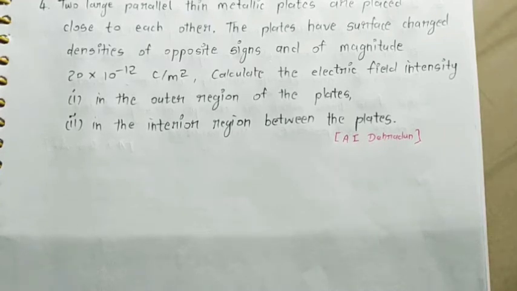So, see, two large parallel thin metallic plates are placed close to each other. The plates have surface charge densities of opposite signs and of magnitude 20 into 10 to the power minus 12 coulomb per meter square. Calculate the electric field intensity in the outer region of the plates, and in the interior region between the plates. So we have two parallel thin metallic plates. We have studied this in our previous topics.